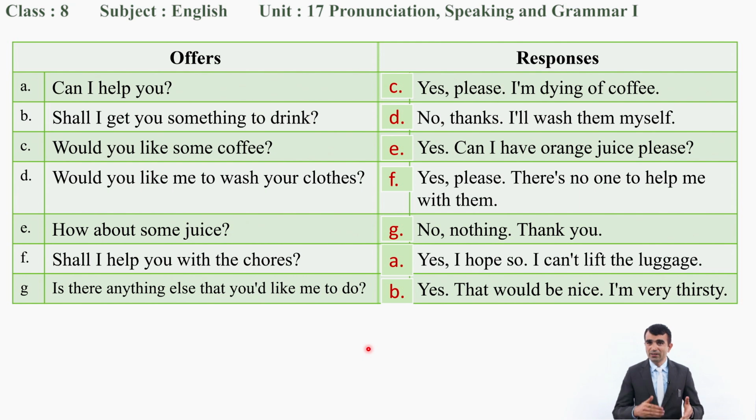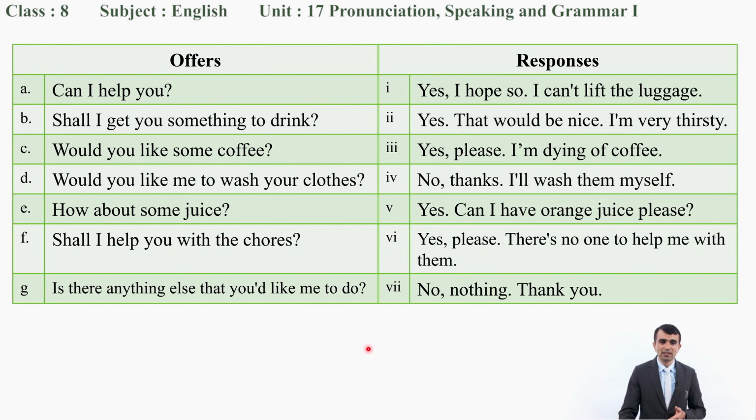Before you practice saying them in pairs, what you can do is write this way. Can I help you? Yes, I hope so. I can't lift the luggage. So you can write offers and responses directly, one to one, so that speaking is easy. But now let's try them. You can write them later.